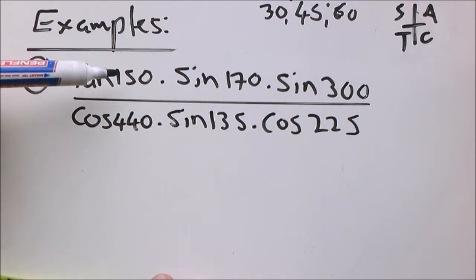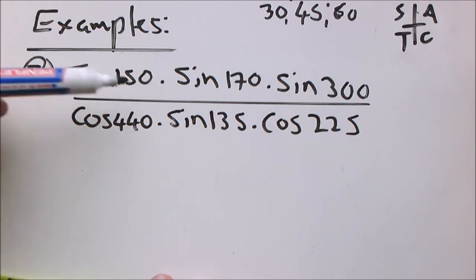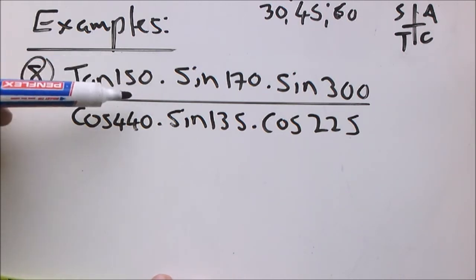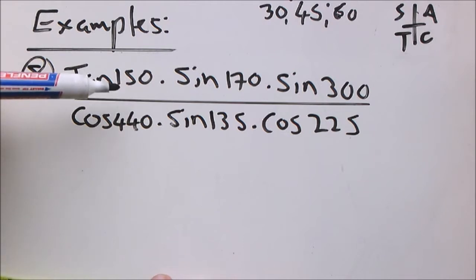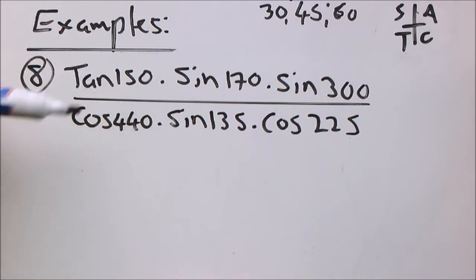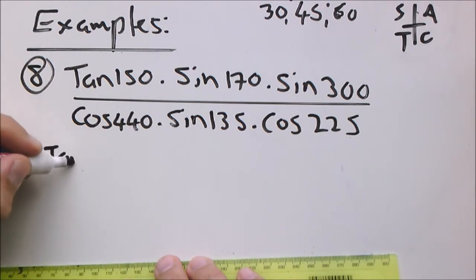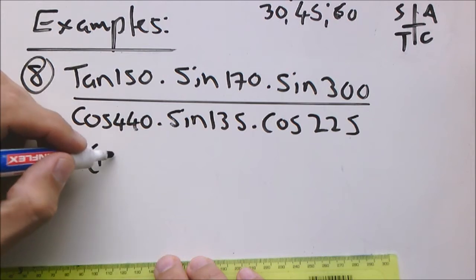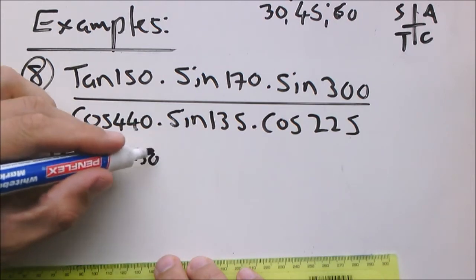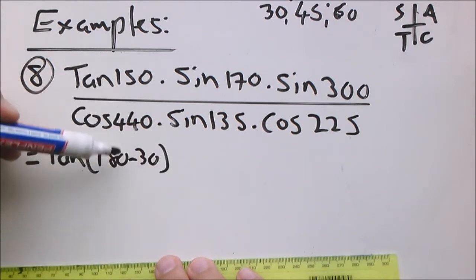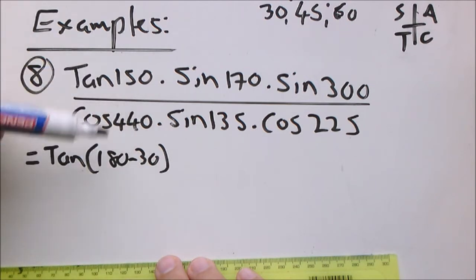You could have worked around 90 as well, 90 plus 60, but again, it's shorter and much less complicated if you work around 180. So let's write down our expression. You have to show your steps. So this is tan 180 minus 30. Are they equal? Yes, 150 is equal to 180 minus 30.